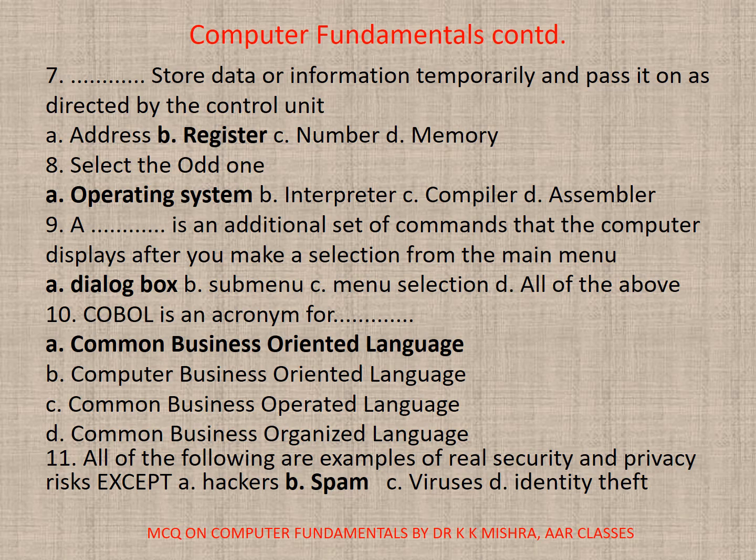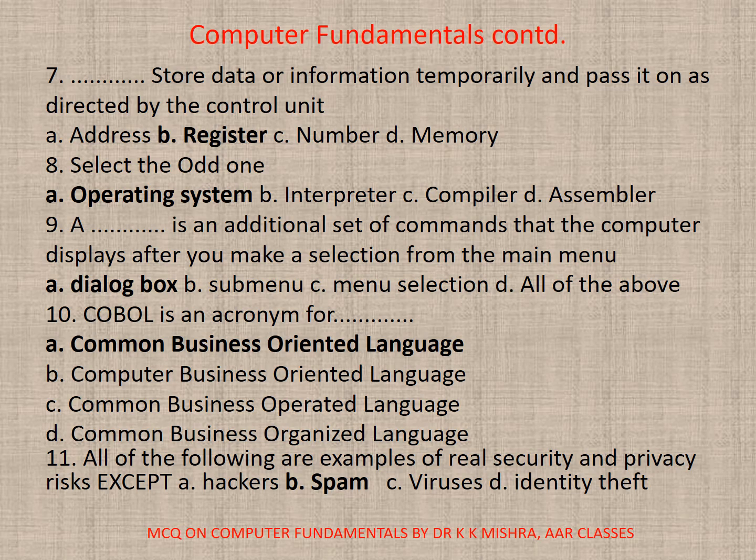7. Dash store data or information temporarily and pass it on as directed by the control unit. A. Address, B. Register, C. Number, D. Memory. Correct option is B. Register. 8. Select the odd one. So a correct option is A. Operating system.